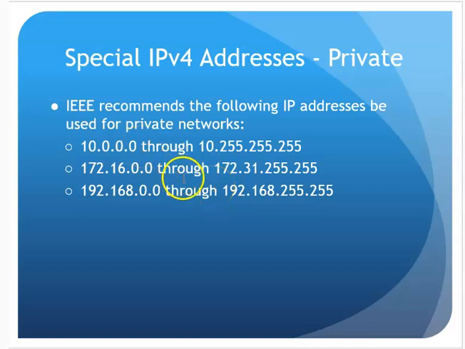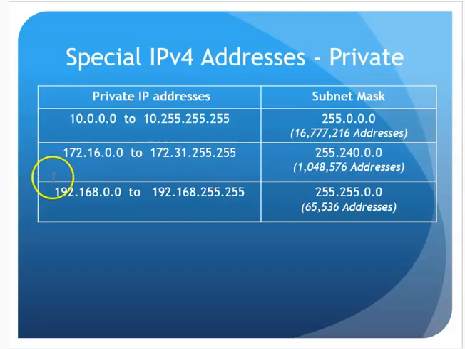Your 10 network, your 172.16, and your 192.168. These numbers are set aside that we're allowed to use internally in our network. They're not going to get routed outside, but we can use them internally for our networks, and we don't even need special permission to do so. There's the full breakout of those.